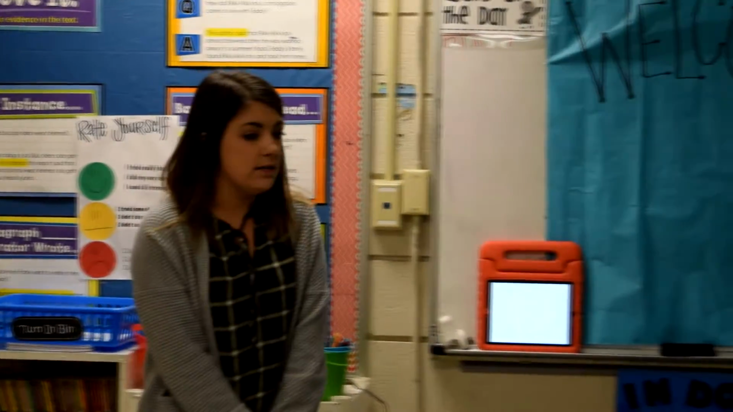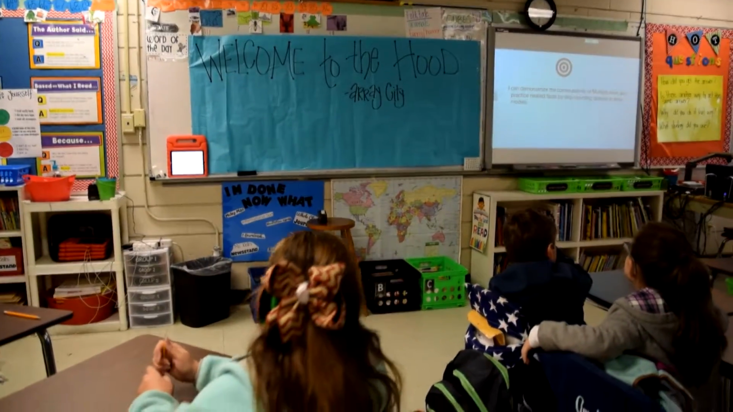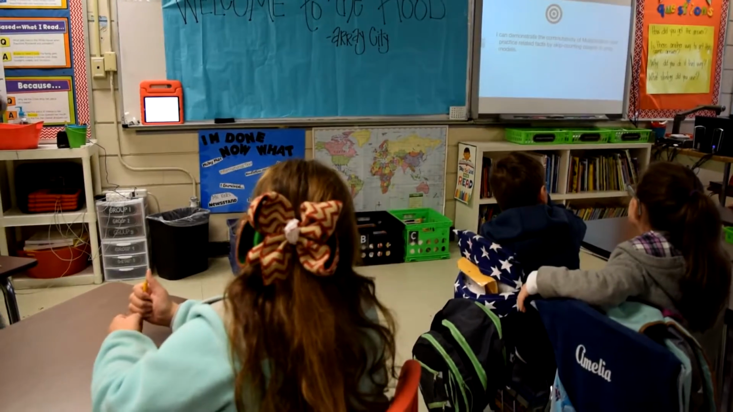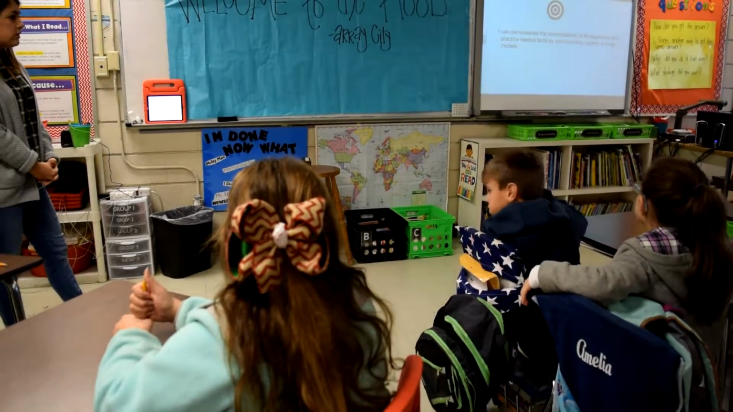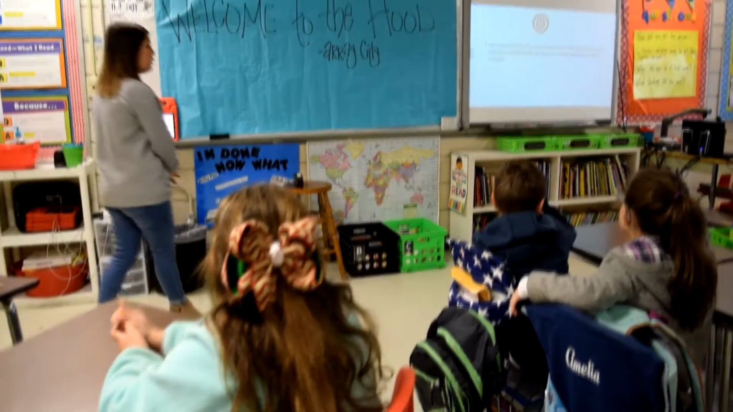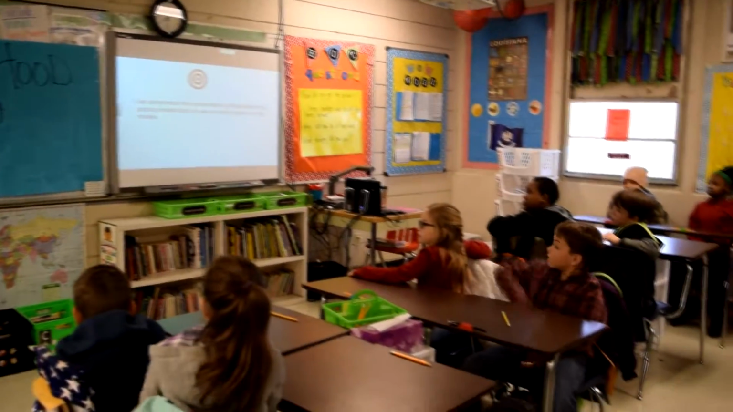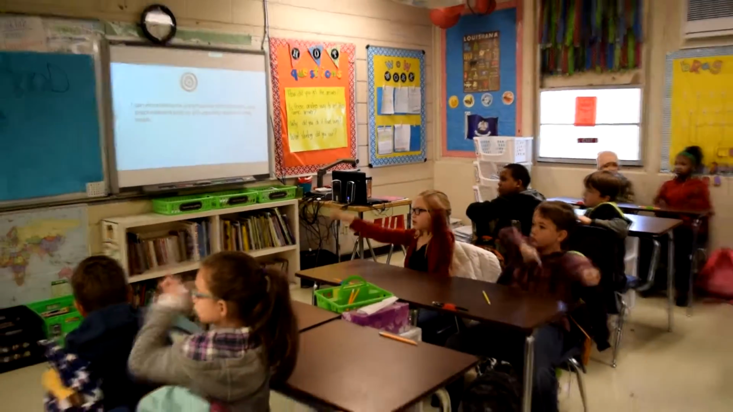Number 14. I can demonstrate the commutative property of multiplication and practice related facts by skip counting objects in array models. What words do we know in our learning target today? What are some words we know, Aaron? Commutative. Show me with your arms what commutative means. Switch. They can switch places.